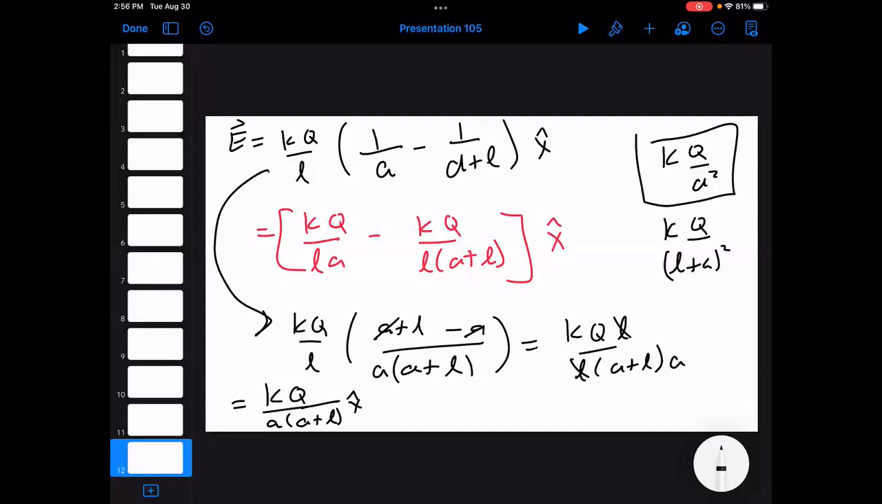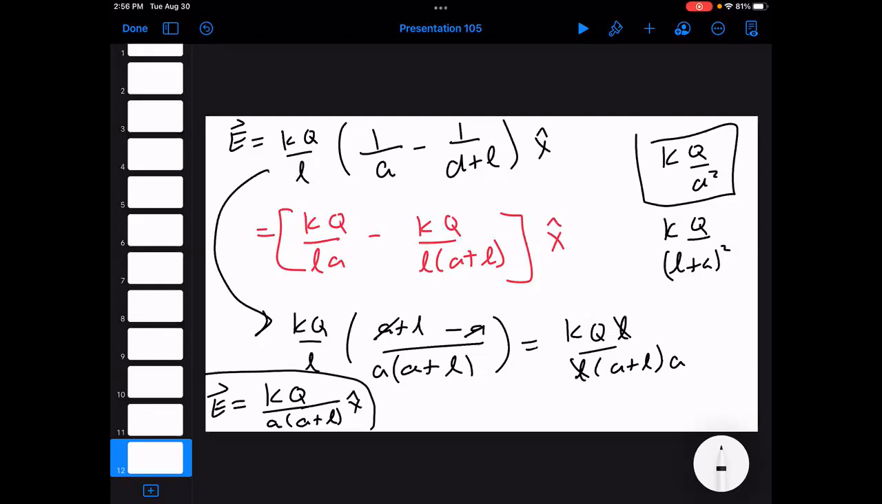Yeah. Where A plus L is more than A. Okay, so it's definitely less than KQ over A squared. And A is less than L plus A. So it's definitely more than KQ over L plus A squared. Yeah, that was much better. I should have gotten ahead and done the extra step. I was being lazy.